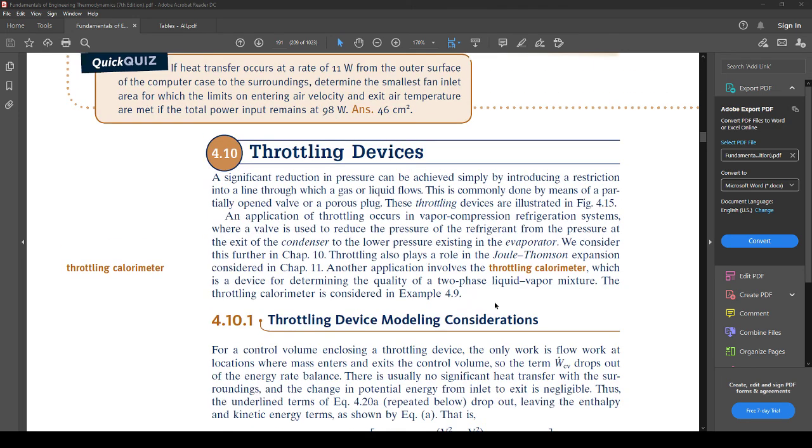So it says, an application of throttling occurs in vapor compression refrigeration systems, where a valve is used to reduce the pressure of the refrigerant from the pressure at the exit of the condenser to the lower pressure existing in the evaporator. We consider this further in Chapter 10. Throttling also plays a role in the Joule-Thomson expansion, considered in Chapter 11. Another application involves the throttling calorimeter, which is a device for determining the quality of a two-phase liquid-vapor mixture. The throttling calorimeter is considered in Example 4.9.